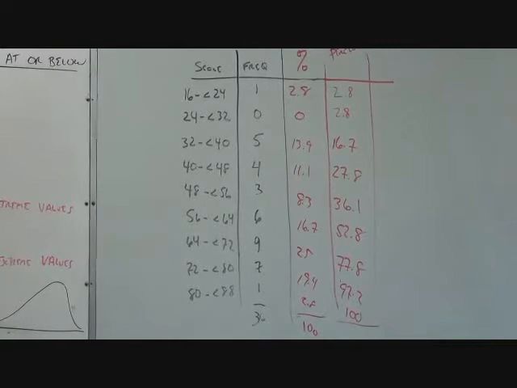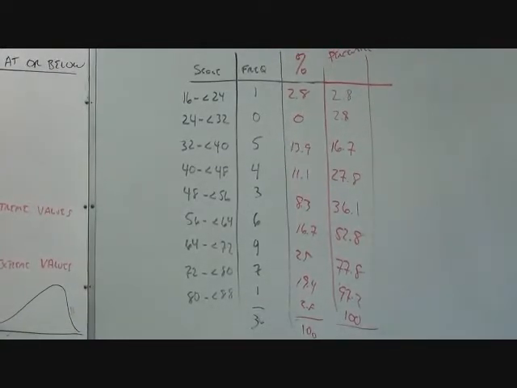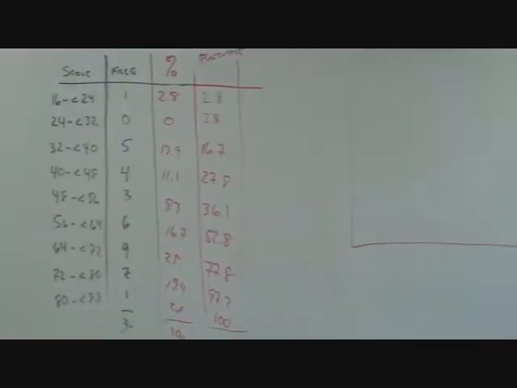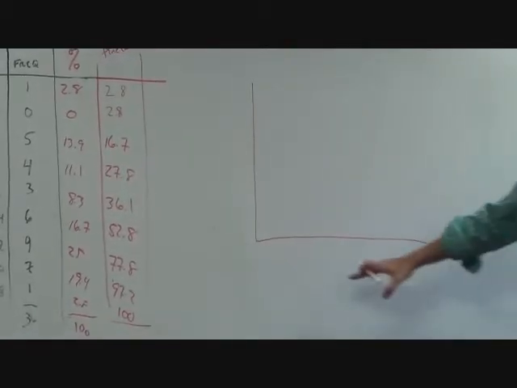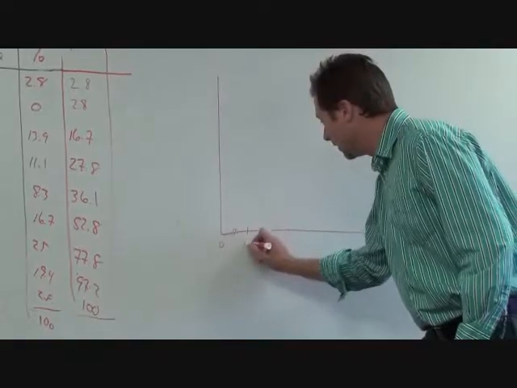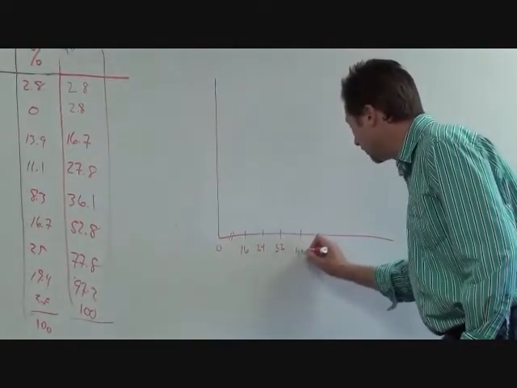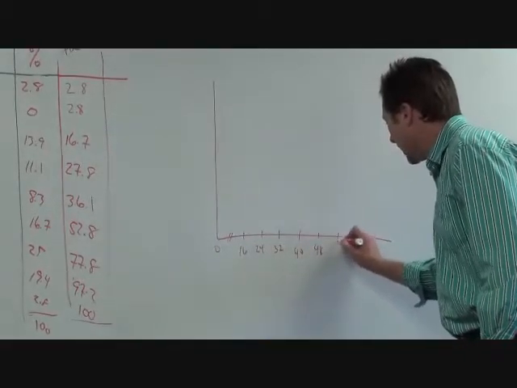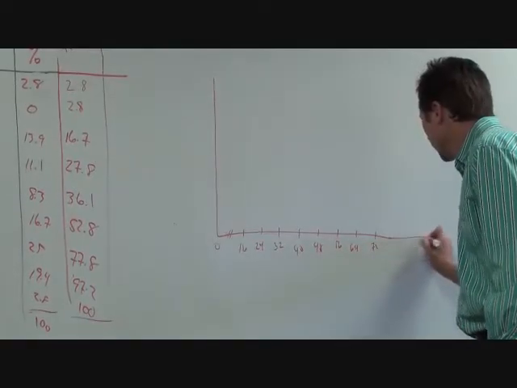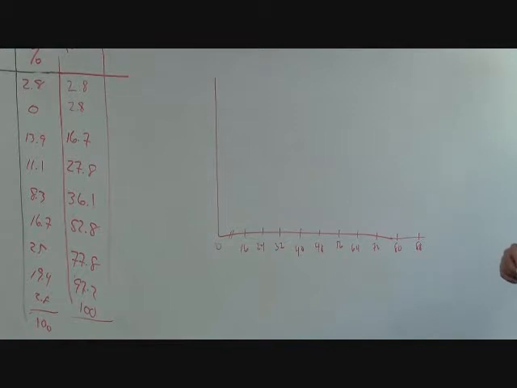So what we're going to do is build a graph. It's called an ogive, and it's based on these numbers, the percentiles. This is how we build it. We draw our horizontal and vertical axes again. The bottom's going to be exactly the same as it was before, so we'll start at 0. 16, 24, 32, 40, 48, 56, 64, 72, 80, 88.